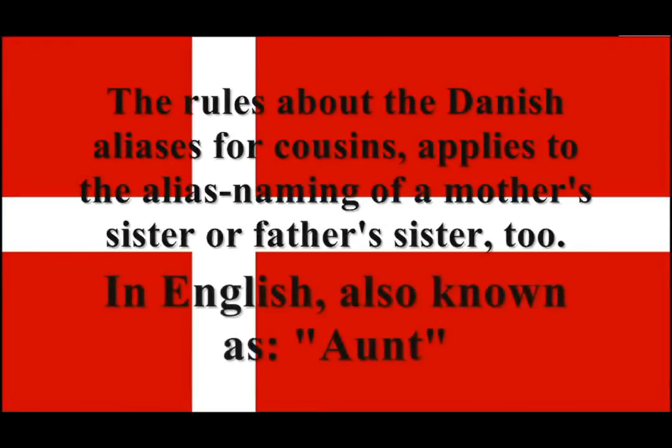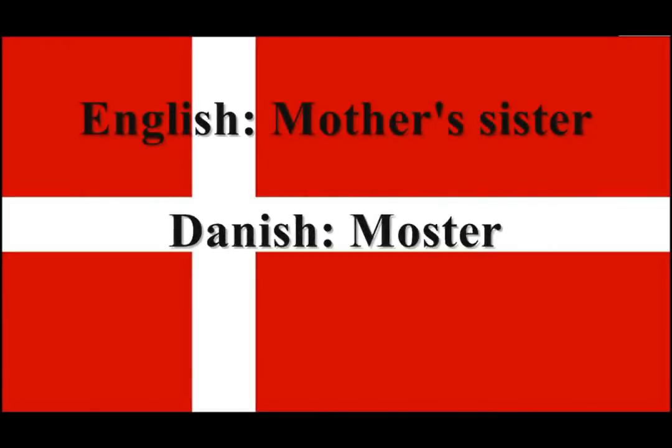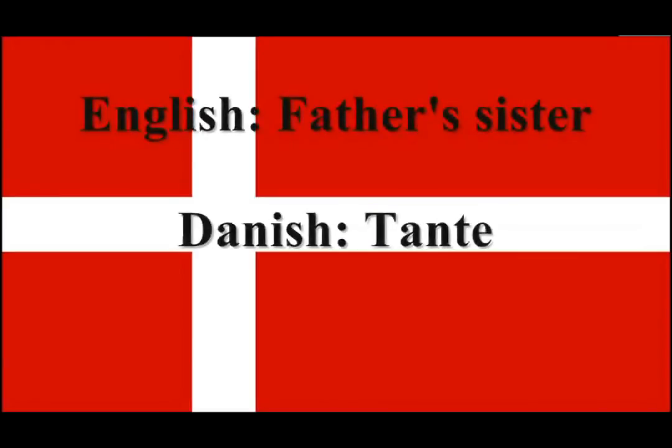The rules about the Danish aliases for cousins apply to the alias naming of a mother's sister or father's sister too, in English also known as aunt. A mother's sister. In Danish we call it Moster. A father's sister. In Danish we call it Tante.